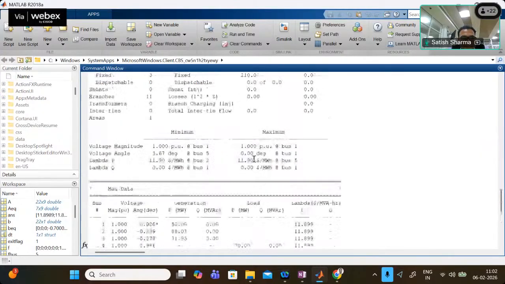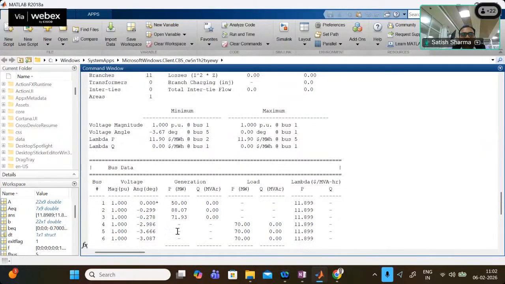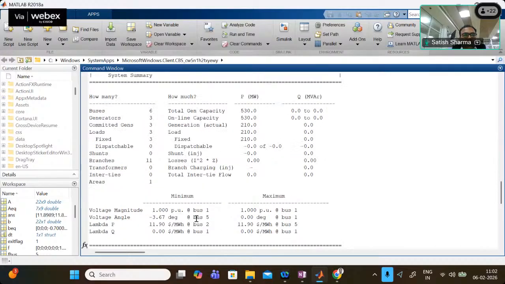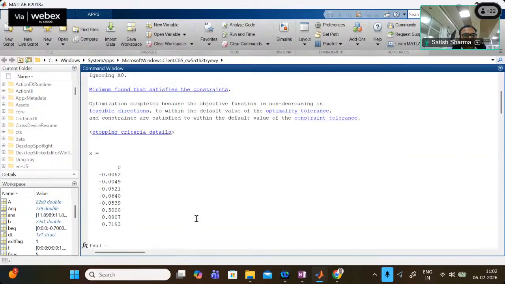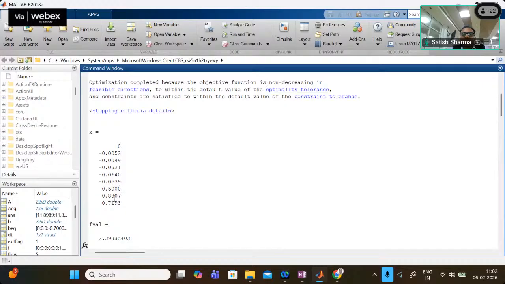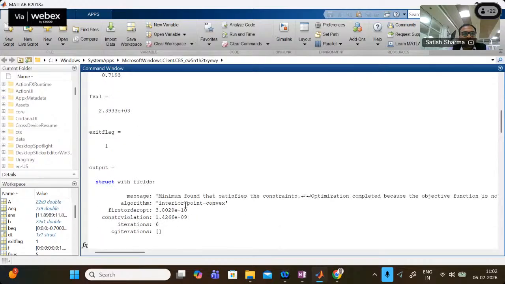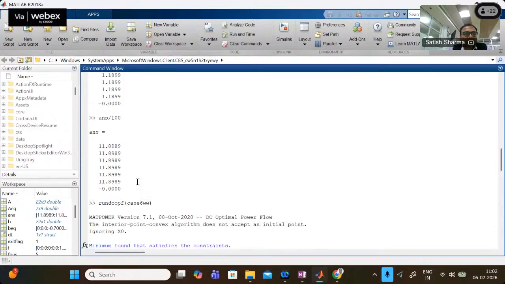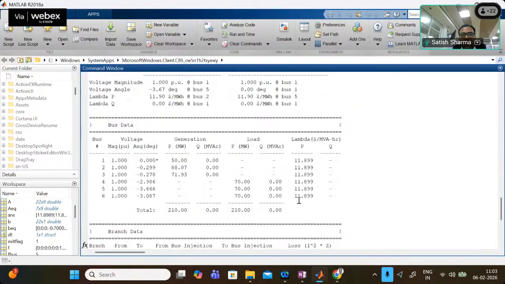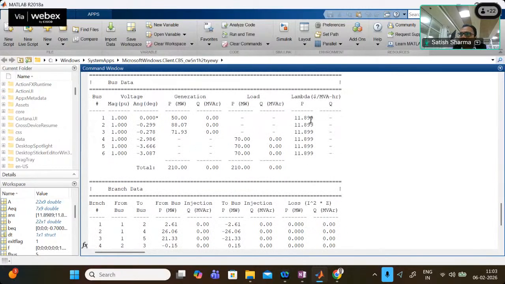If you look at the power generations, it is 50, 88.07 and 71.93, and the same we are obtaining here. It is in per unit, so we can multiply it with the base 100. So these powers are perfectly fine. If you look at the lambdas, it is coming out 11.8989, and here as well you can see it is 11.8989, approximated to the 9. So we are getting the same solution.